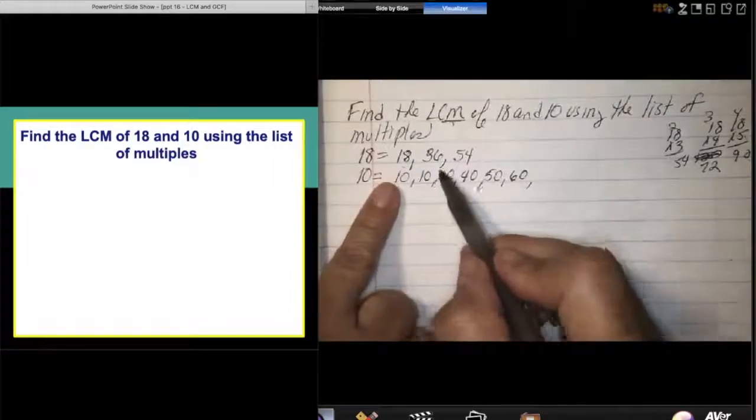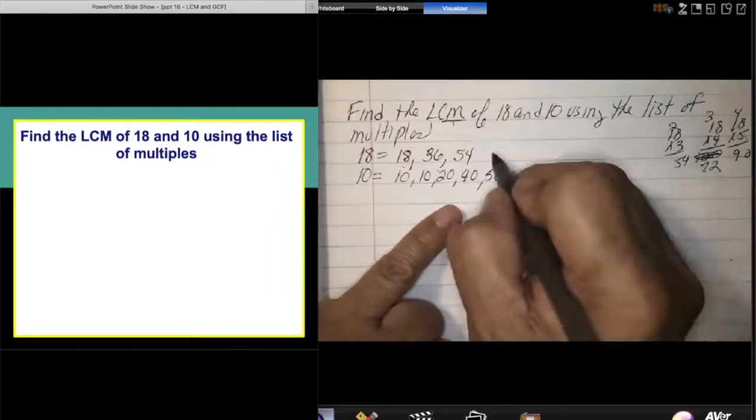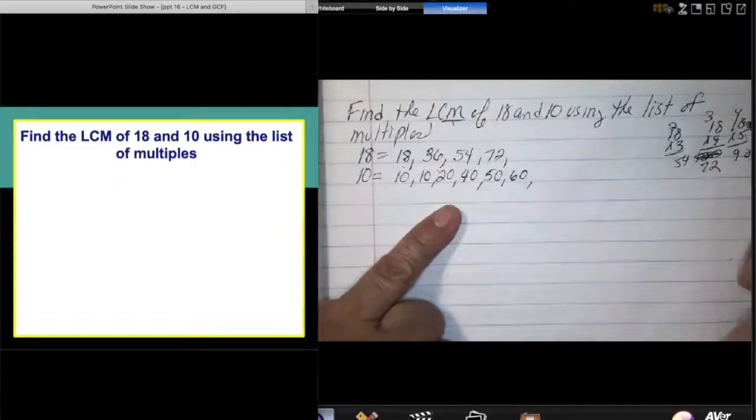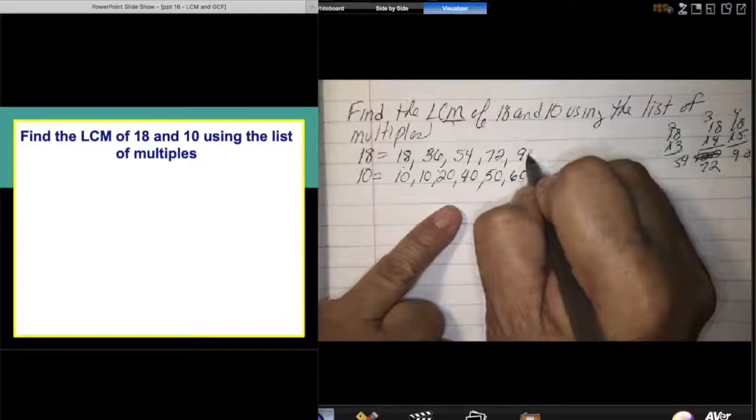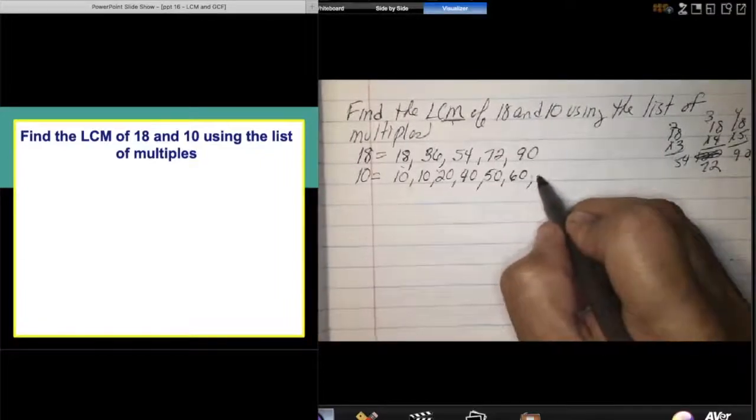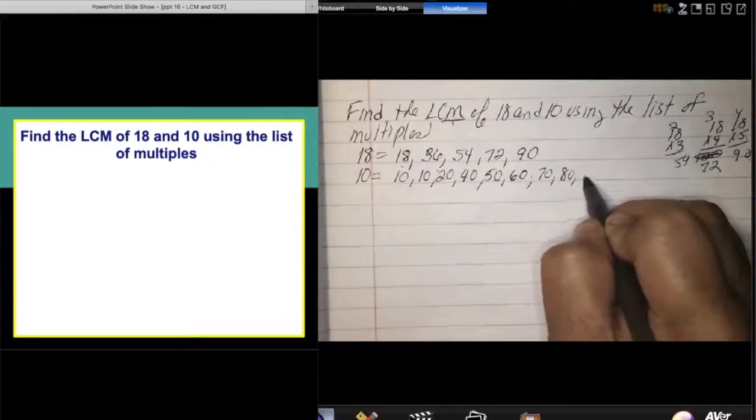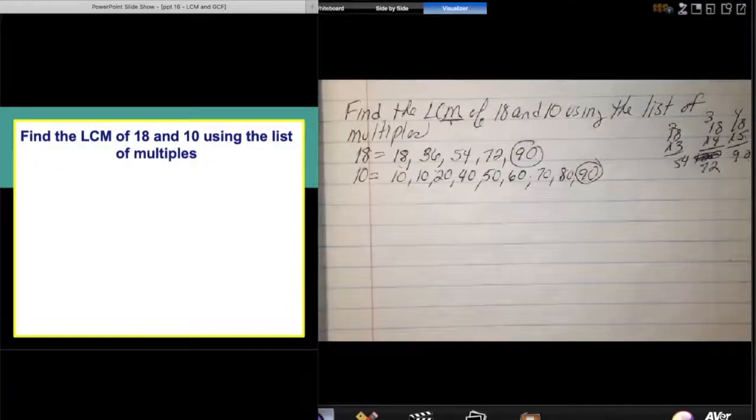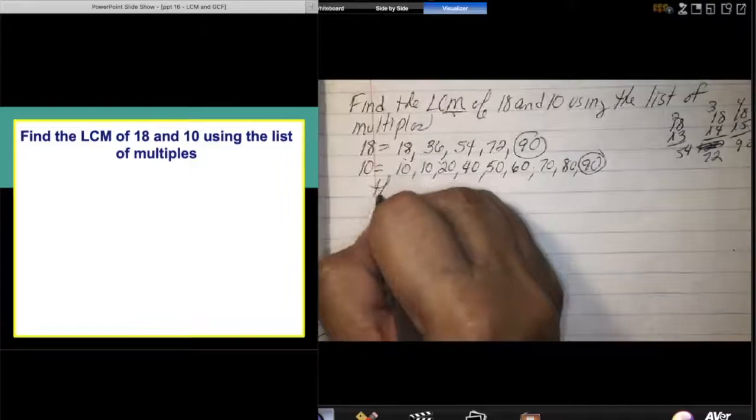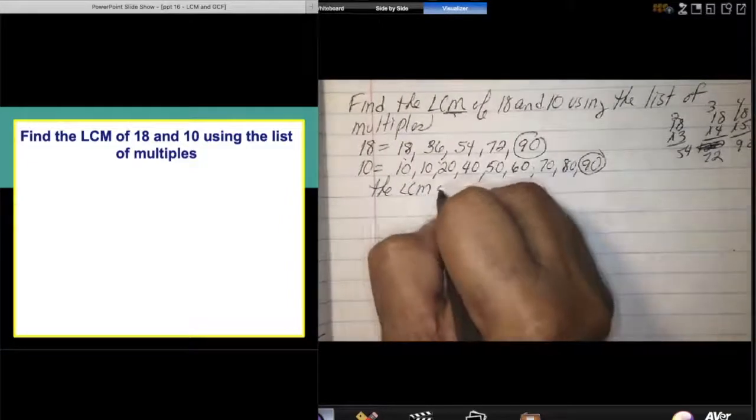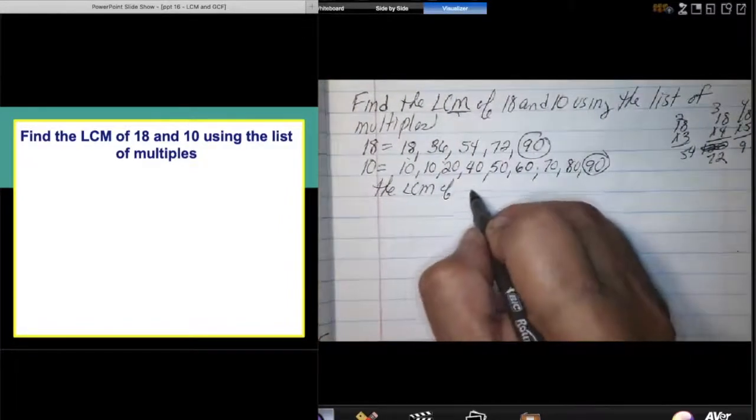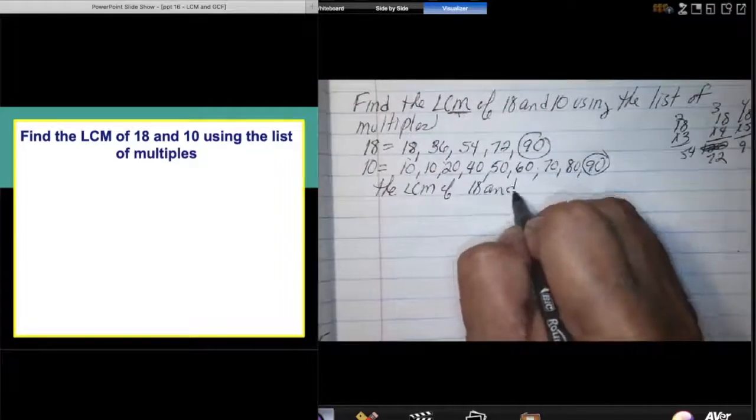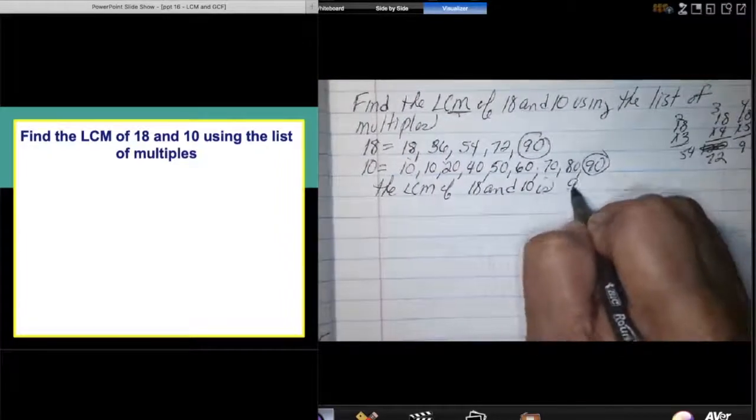Okay, so we have 1, 2, 3. 18 times 4 is 72. 18 times 5 is 90. 60, 70, 80, 90. And there we go. So the LCM of 18 and 10 is 90.